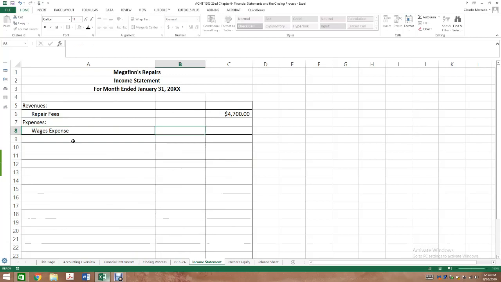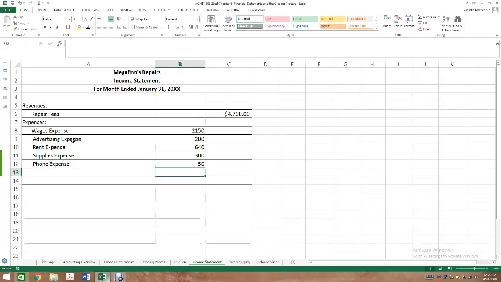Wages expense, and my wages was $2,150. I have advertising expense, and my advertising is $200. Then I have rent expense, and it's $640. Then I have supplies expense, and my supplies expense is $300. Then I have a phone expense.